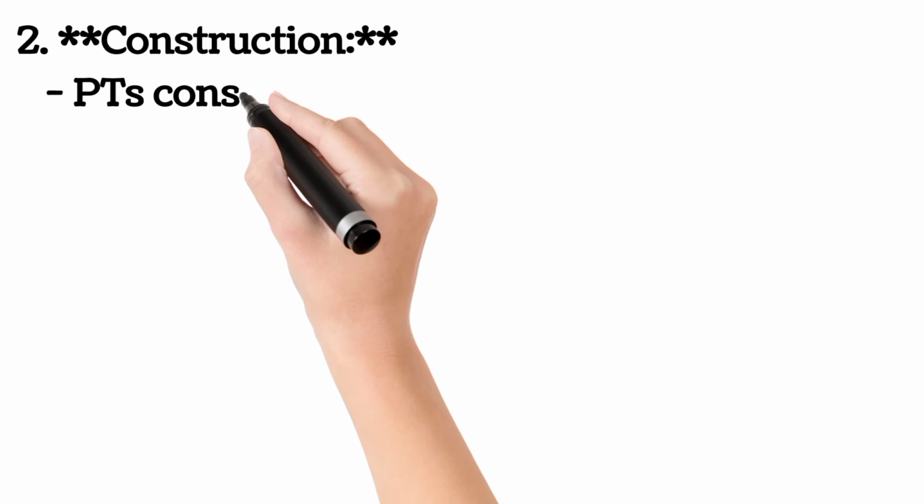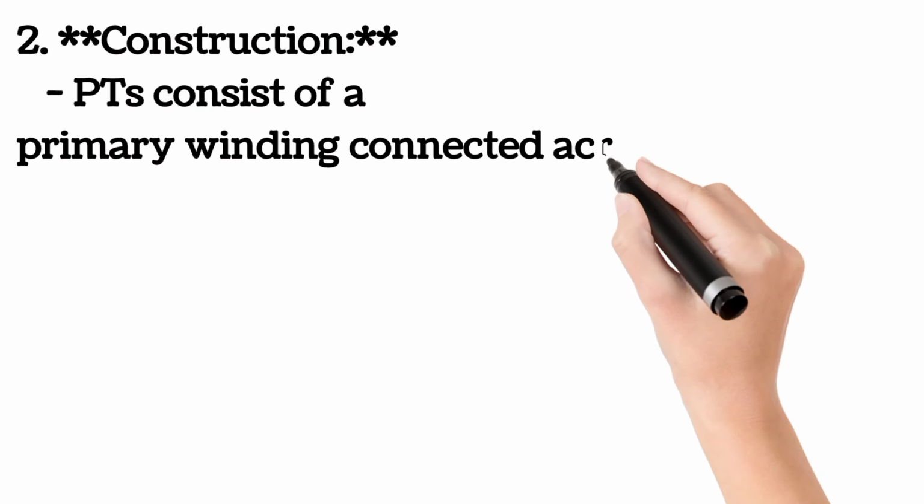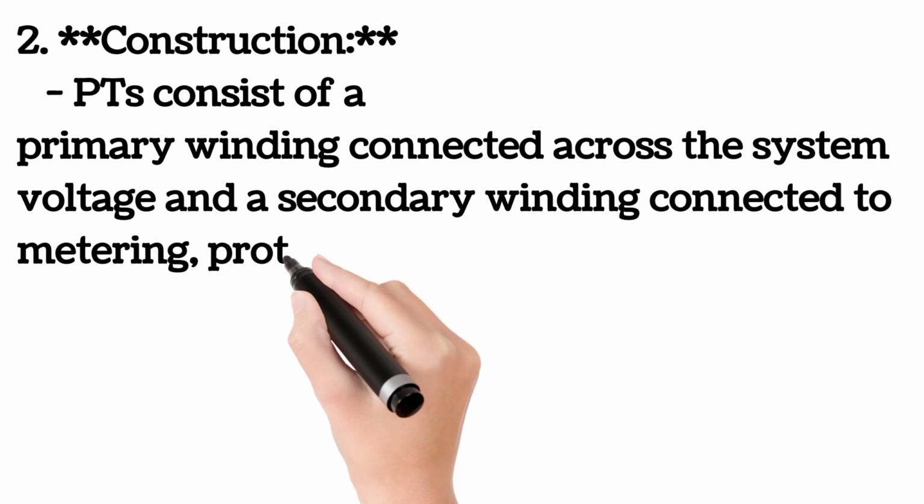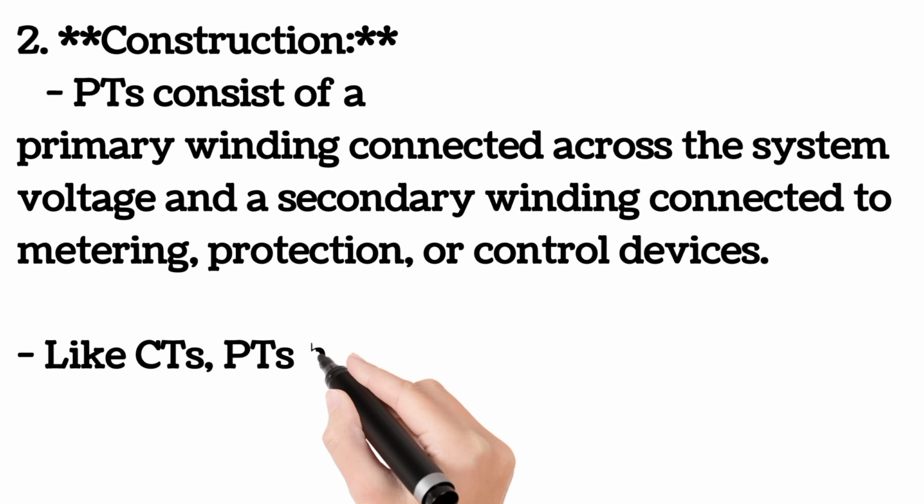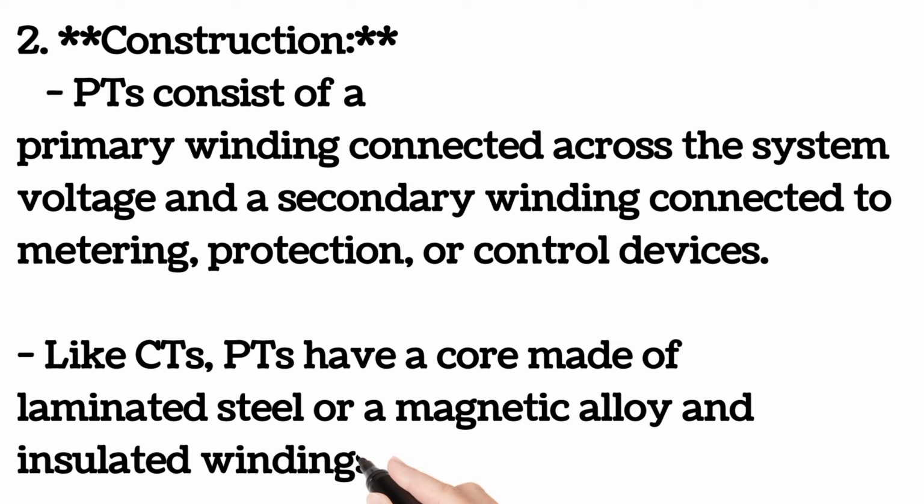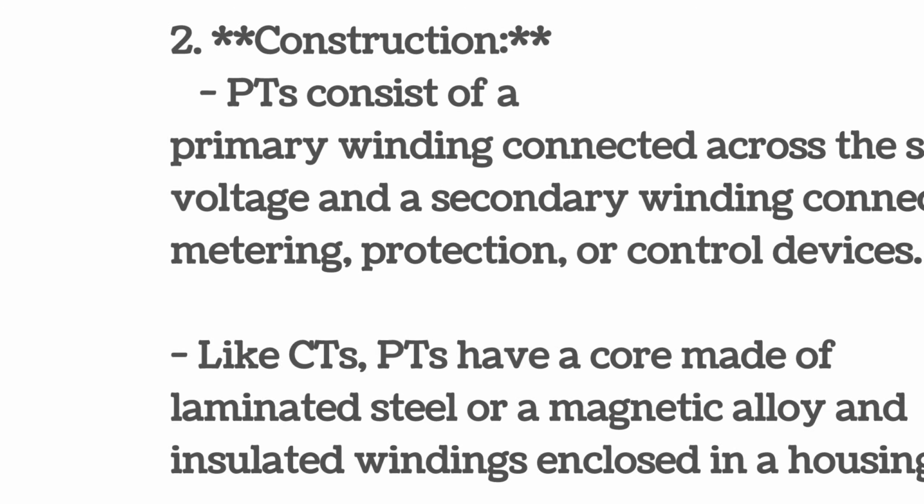2. Construction. PTs consist of a primary winding connected across the system voltage and a secondary winding connected to metering, protection, or control devices. Like CTs, PTs have a core made of laminated steel or a magnetic alloy and insulated windings enclosed in a housing.